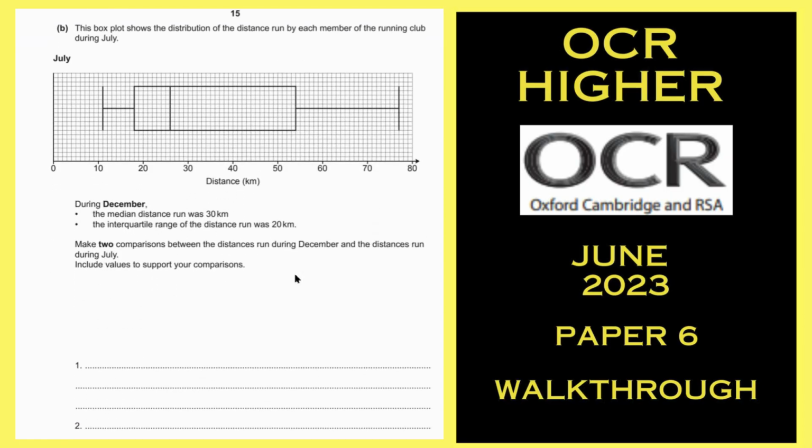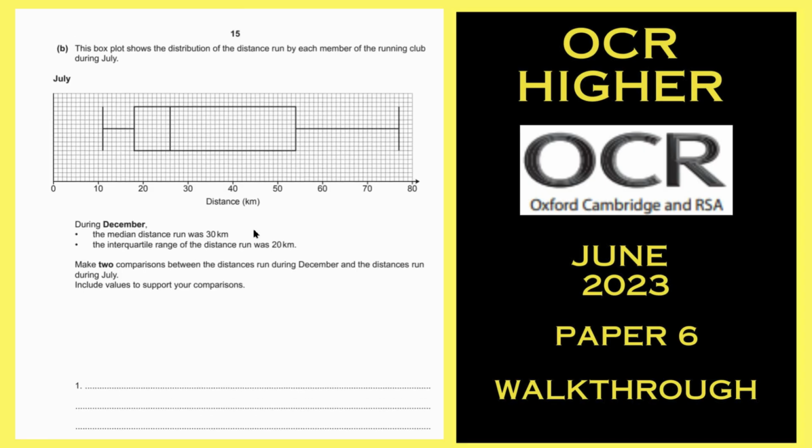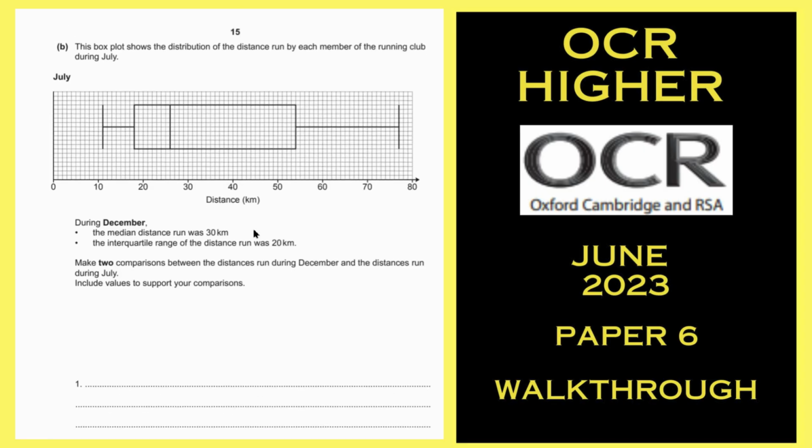Part B, we've got a box and whiskers plot. That shows the distribution of the distance run by each member of the running club during July. So the previous histogram was all about December. During December, the median was 30. Stop right there. If they're giving you the median for December, you need to read off the median for July, which comes out for us at 26.